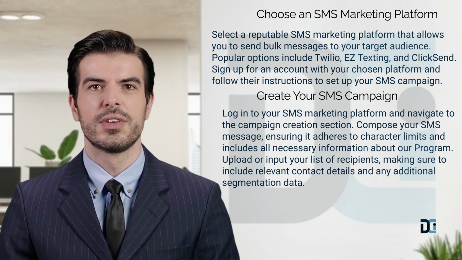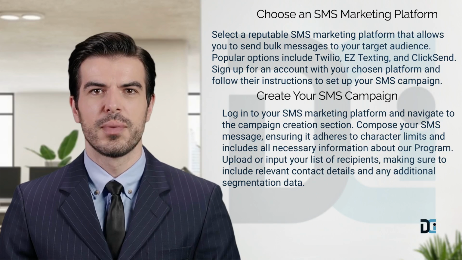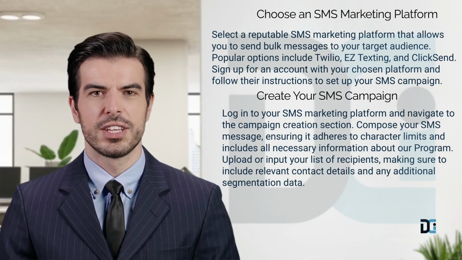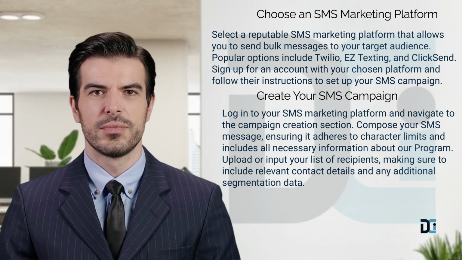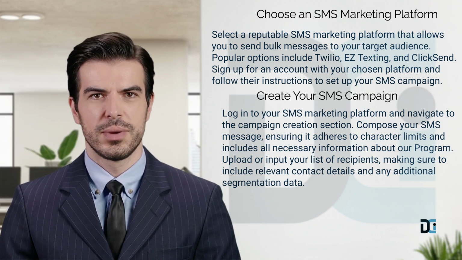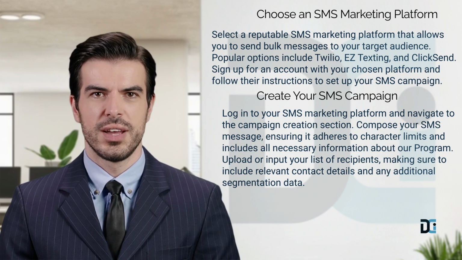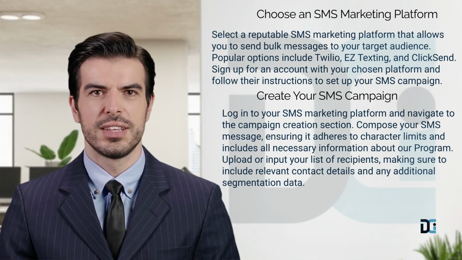Log into your SMS marketing platform and navigate to the campaign creation section. Compose your SMS message, ensuring it adheres to character limits and includes all necessary information about our program. Upload or input your list of recipients, making sure to include relevant contact details and any additional segmentation data.